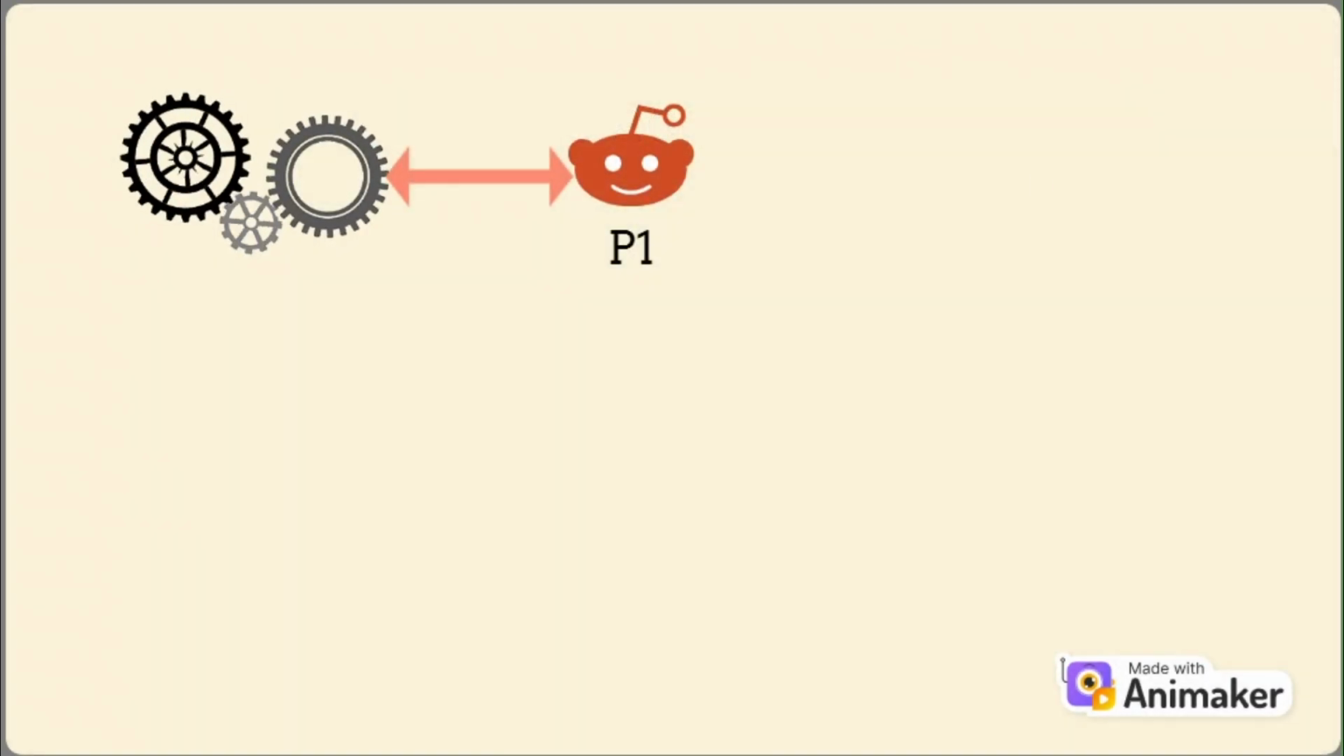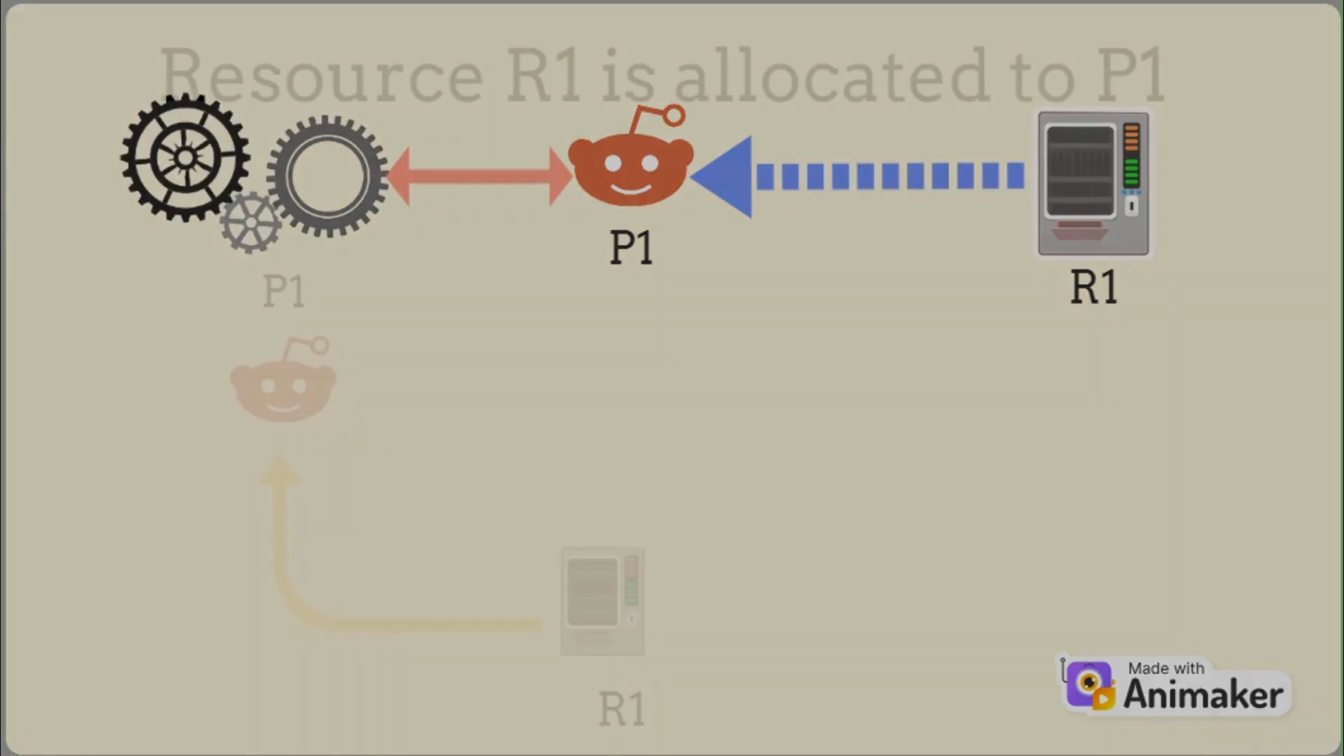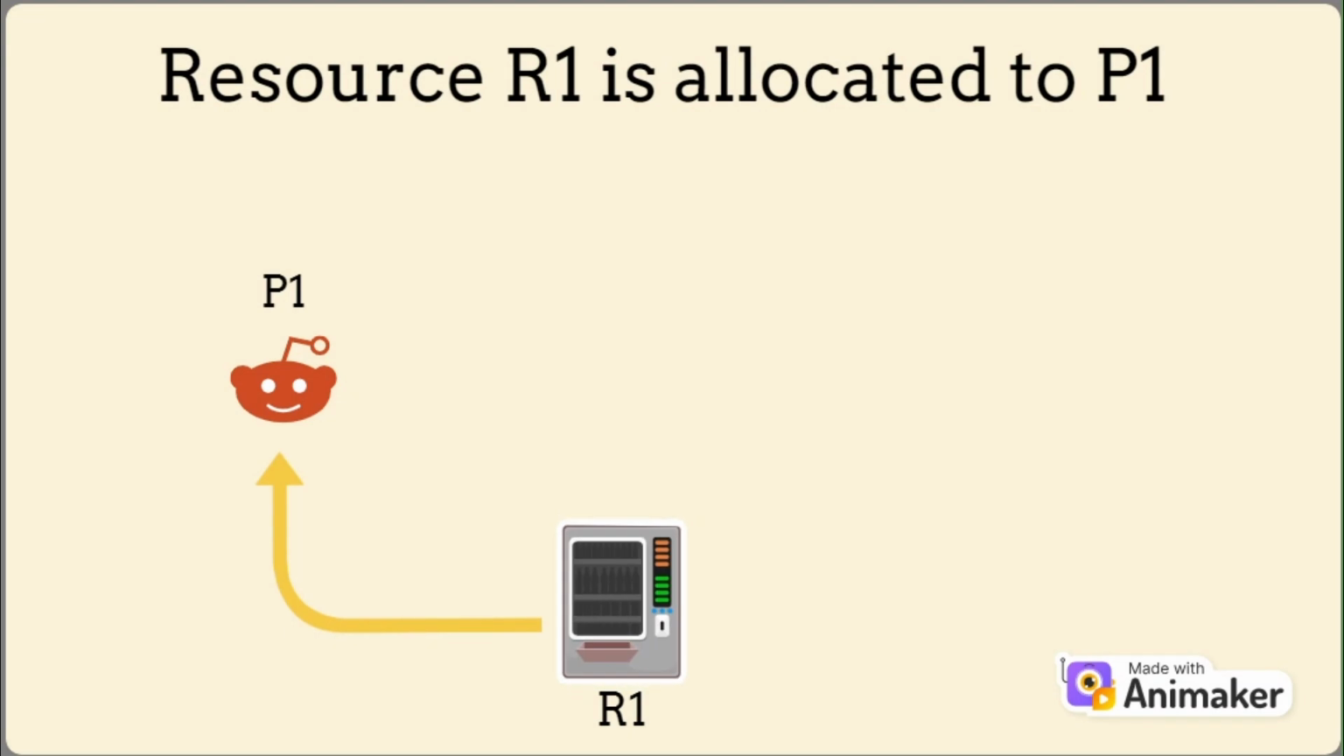Consider process P1 has to do some task. To perform the task, process P1 needs to utilize resource R1. So, the operating system allocates the resource R1 to process P1. Now, resource R1 got allocated to process P1.